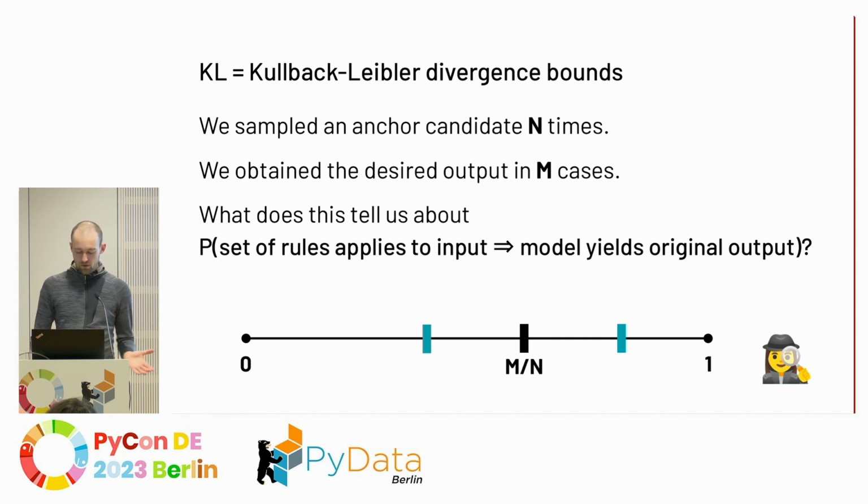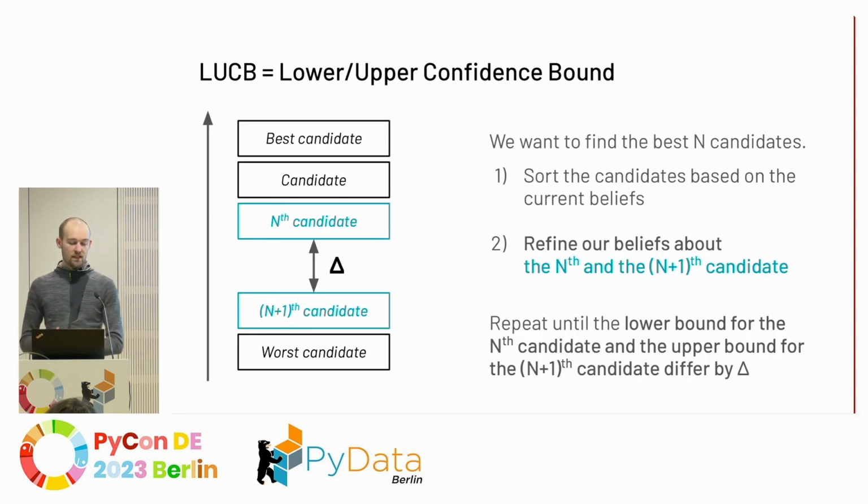Yeah, so that's the first part. And then the second part is this LUCB. That's the lower and upper confidence bound. Because if you remember, the way that we evaluate all these different anchor candidates is by checking the model.